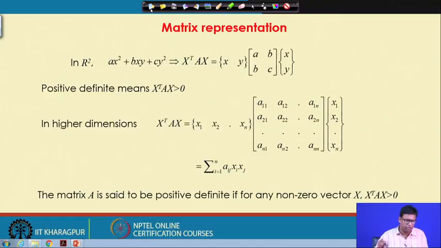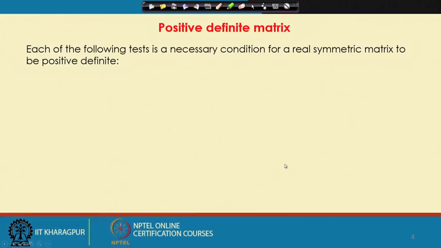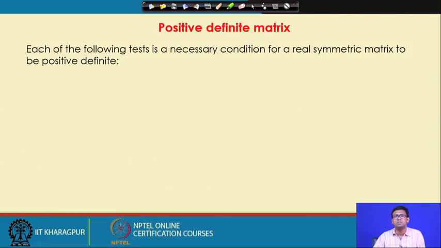If we look into those properties, there will be a few tests on the matrix A, and we will see how certain parameters, for example the eigenvalues, the determinants or the pivots of the matrix, appear, so that we can say that x transpose Ax is a positive definite functional and A is a positive definite matrix. So, there are a few tests. Each of the following tests is a necessary condition for a real symmetric matrix to be positive definite. So, each of these has to be satisfied.